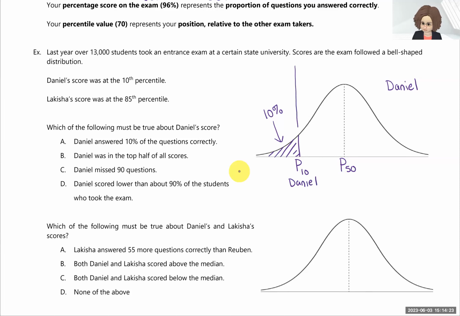And I'm going to come up here and draw an arrow representing those scores that were lower. That would mean all the unshaded scores to the right of Daniel, above Daniel, would be the other 90%. 100% minus 10% would leave me 90%. Okay, that's Daniel's picture.